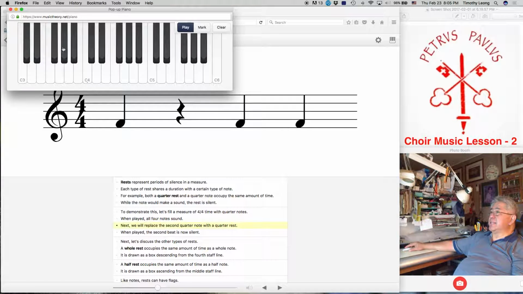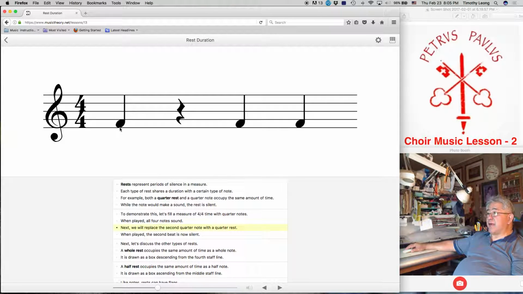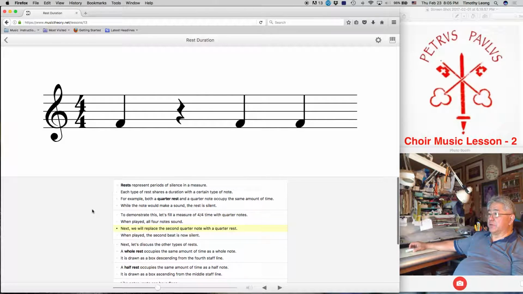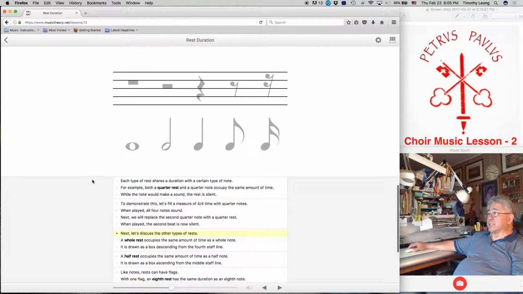So it's really not that complicated, but you have to recognize these things. They're not make believe. And you should rely on what it looks like rather than what you heard on YouTube. Now let's see the other types of rest.